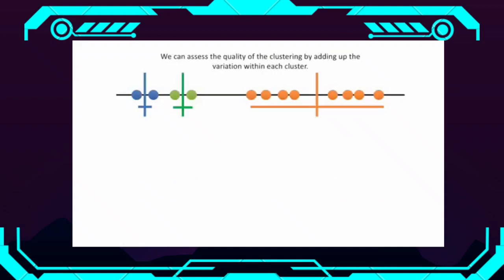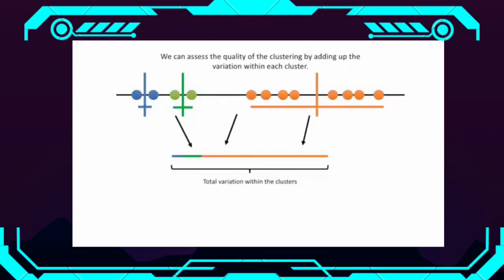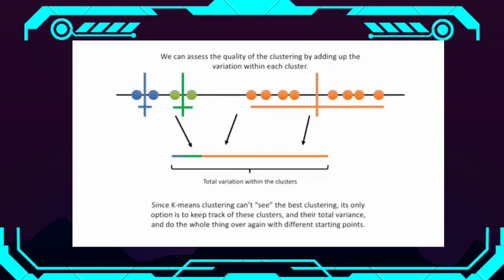We can assess the quality of the clustering by adding up the variation within each cluster. Here's the total variation within the clusters. Since K-means clustering can't see the best clustering, its only option is to keep track of these clusters and their total variance and do the whole thing over again with different starting points.